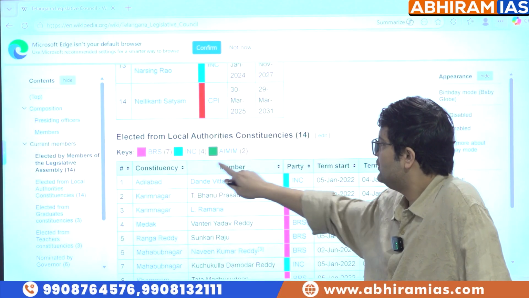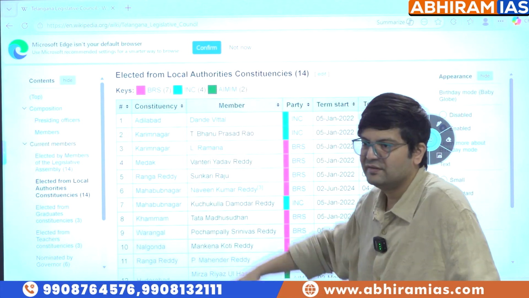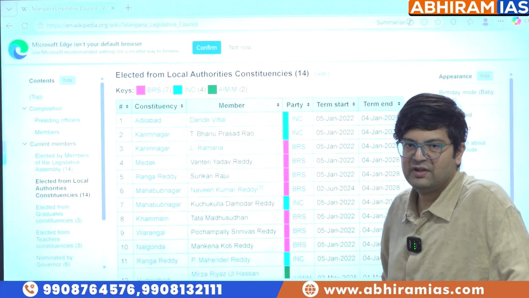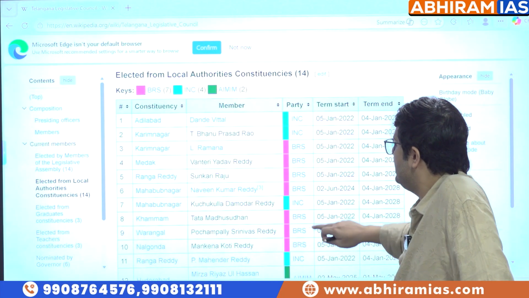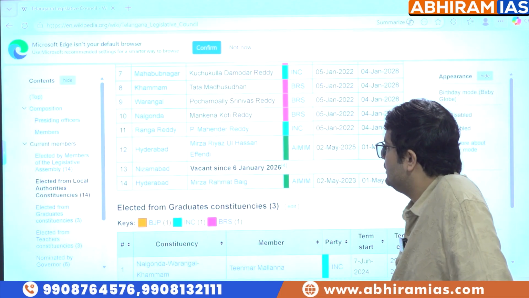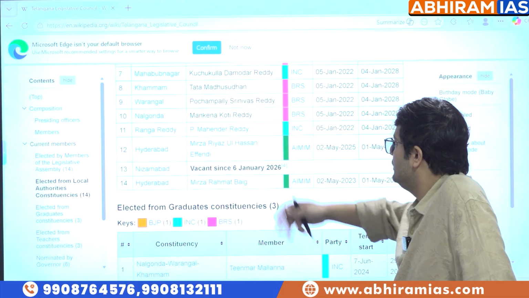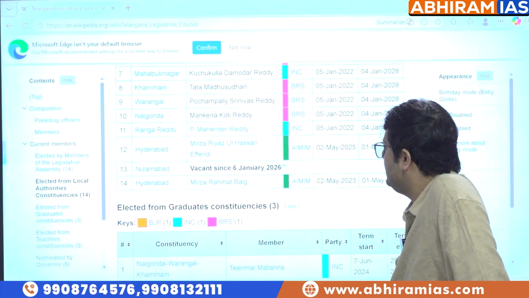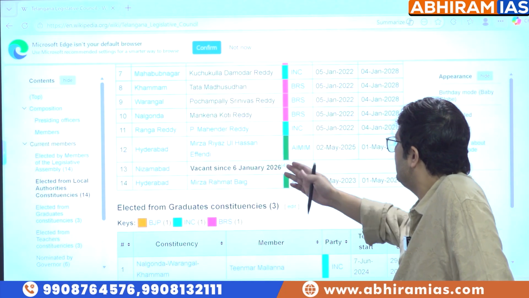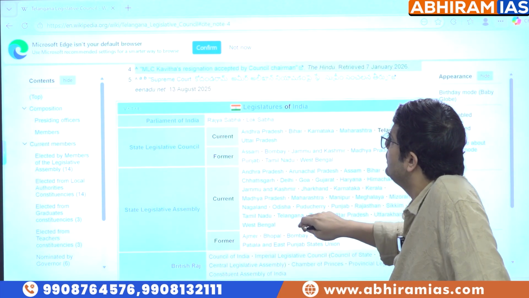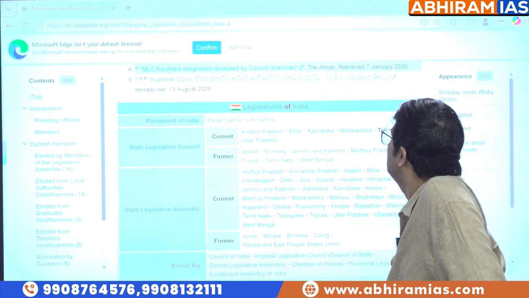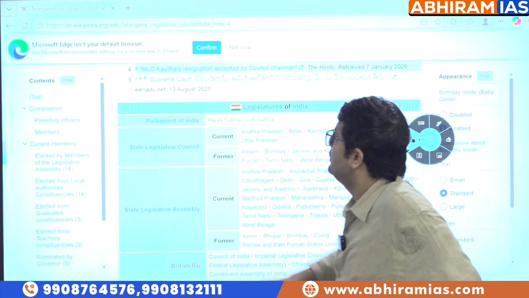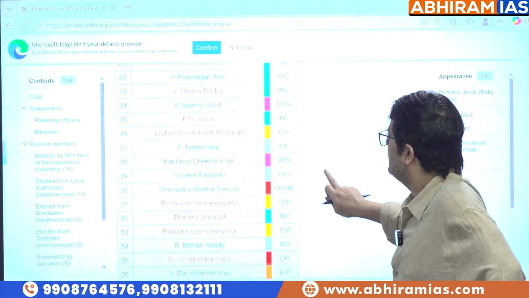So you see how your state is divided into some constituencies. These are separate from your Vidhan Sabha, Lok Sabha constituencies. Adilabad and Karimnagar, etc. And here you have various parties. So in Hyderabad we have 2, Mirza Riaz ul Hasan Effendi, Mirza Rahmat Beg. And why is this vacant? What happened to this fellow? MLC Kavita's resignation. Oh, okay. Kavita ji resigned.